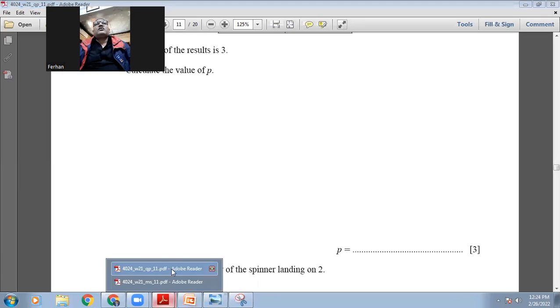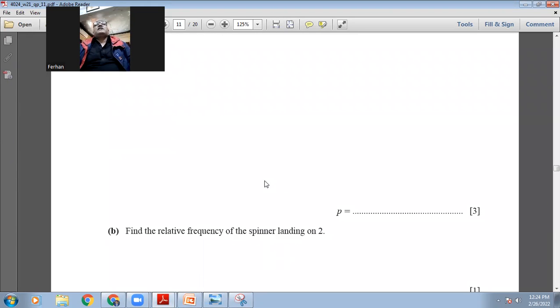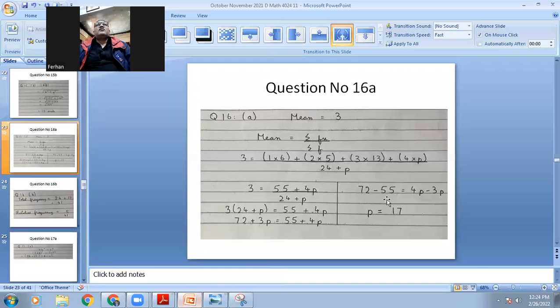Okay, so here we go. It says find the relative frequency of the spinner landing on 2. So landing on 2, its frequency is 5, and the sum of the frequencies will be, put the p value 17 here and add them up. Okay, so let me show you.